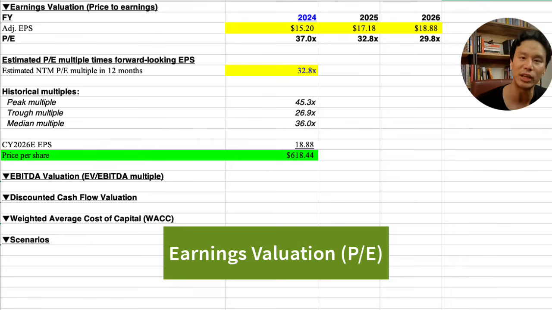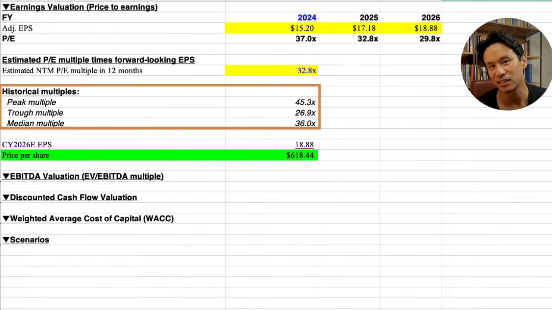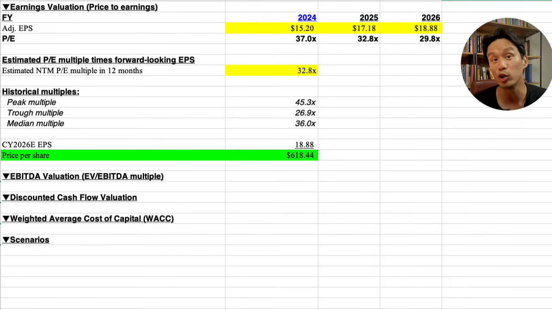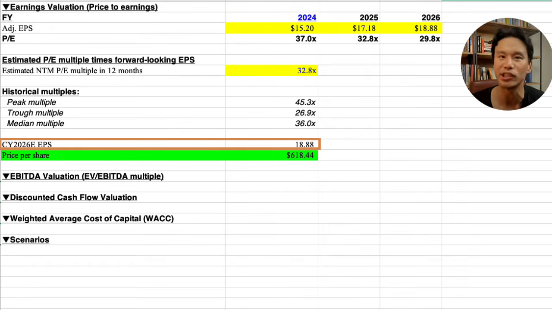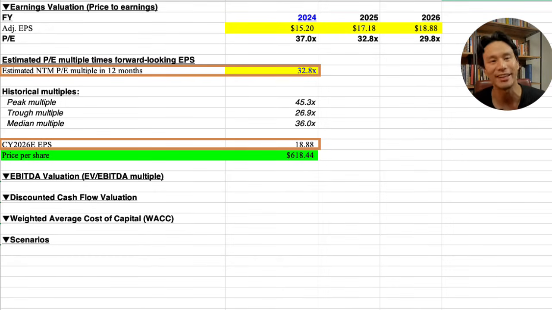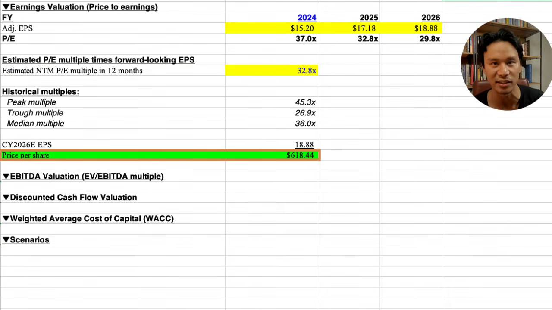And that multiple, we can either reference it to its history, like looking at the past price of the company, or we can use a median or average of its peers. So that's like looking at the price of the overall market that it's in. We take the future earnings per share, we multiply it by the multiple, and that's how we estimate the price per share. So that's a PE valuation methodology, one of the earnings methodologies that we can use.